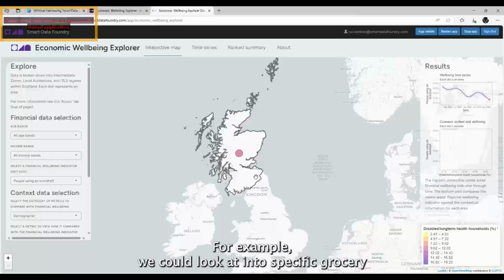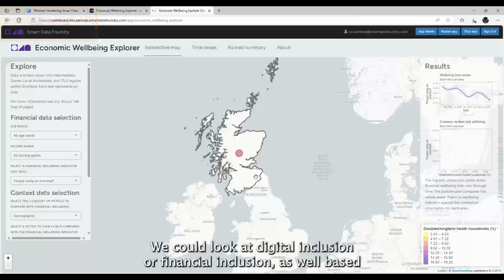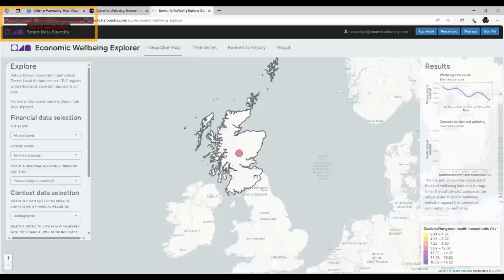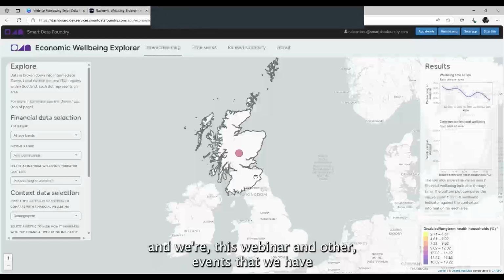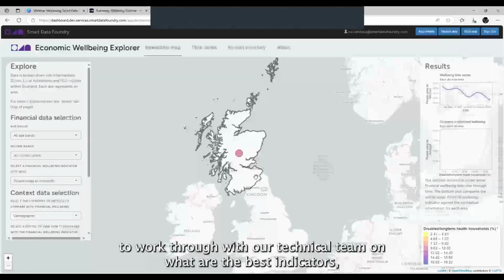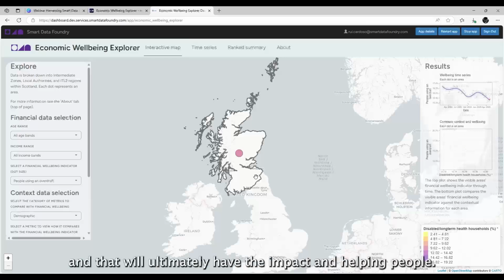For example, we could look into specific grocery spend versus energy spend. We could look at digital inclusion or financial inclusion as well, based on the characteristics and the granularity of the data sets that we receive. The key here is that we're really keen to collaborate, and this webinar and other events that we have are to really bring people on board who have the right use cases for us to work through with our technical team on what are the best, most useful indicators for organizations, and that will ultimately have an impact in helping people.